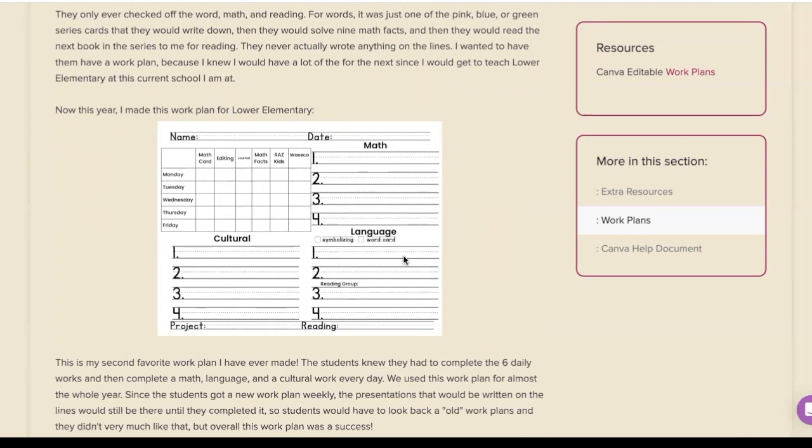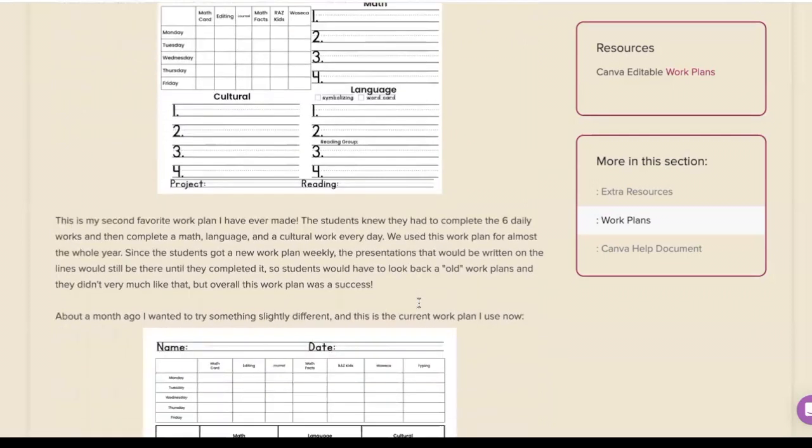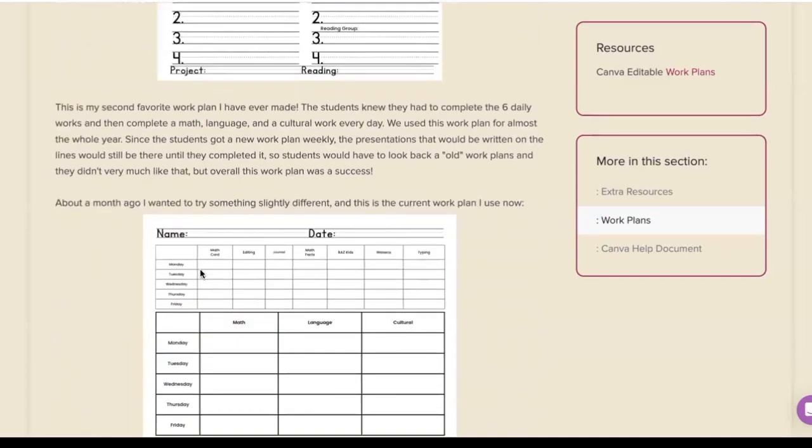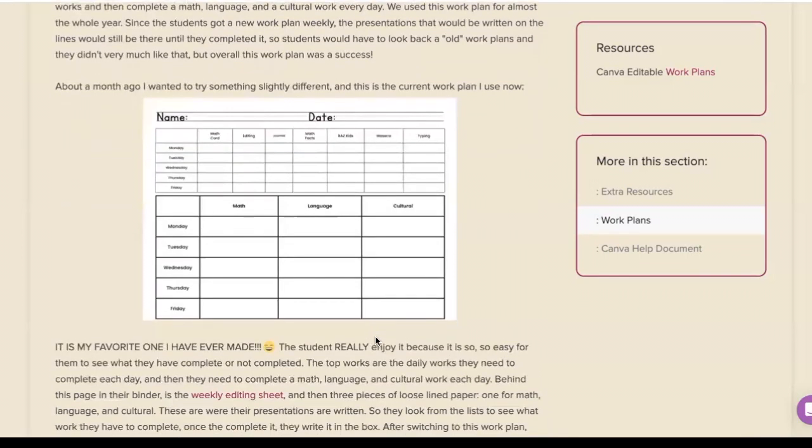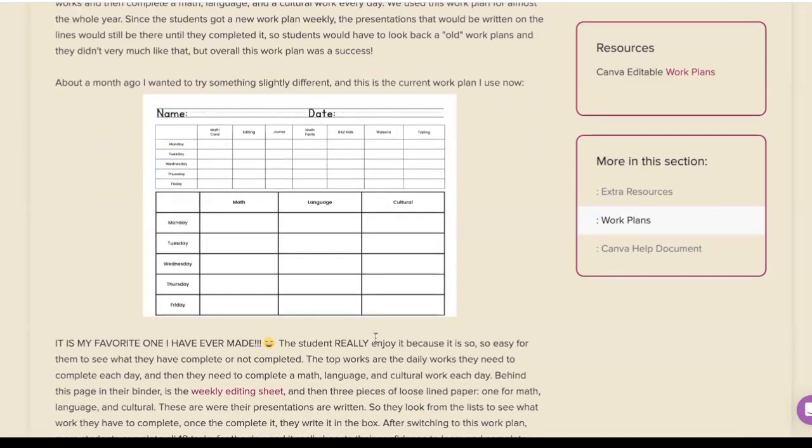So then I made the best work plan I've ever made, and we've been using it for about a month now. And it's so nice. Here it is. Each day they have the daily work that they know to check off when they're finished, and then they have a spot for math, a language, and a cultural. When they get a presentation, I just put 3 loose leaf pieces of paper: one that says math, one that says language, and one that says cultural. After they get a presentation, I'll write it down, or they'll write it down, and then they'll fill in once they complete the work.